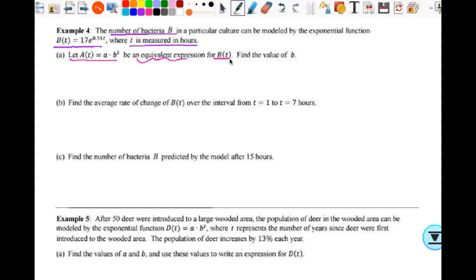So they're telling me I have these two different equations. They represent the same thing. On this one right here, I don't know what A or B is. But if they're the same, then I know that A of 0 has to equal B of 0. You agree with that? So A of 0, if I put 0 in here, is going to give me A times B to the 0 power. And B of 0 will give me 17 times E to the 0.31 times 0 power.